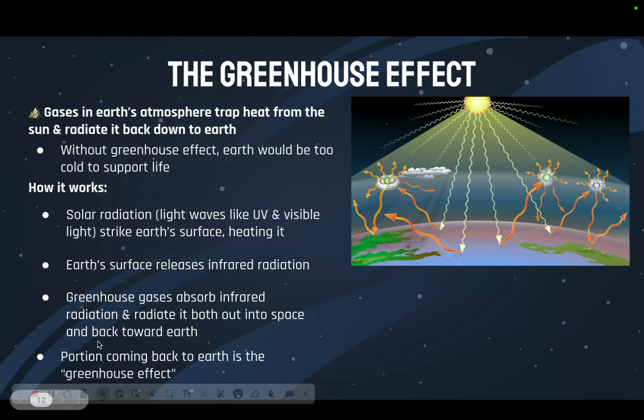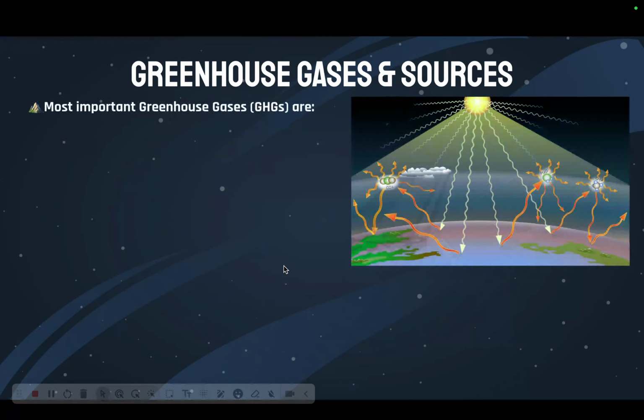And the portion of it that does come back to Earth is called the greenhouse effect. And so you can see here that these little arrows are showing this infrared radiation hitting this molecule, and what comes back down to Earth is going to be what we call the greenhouse effect. And the most important greenhouse gases, the ones that you really need to know, are CO2.